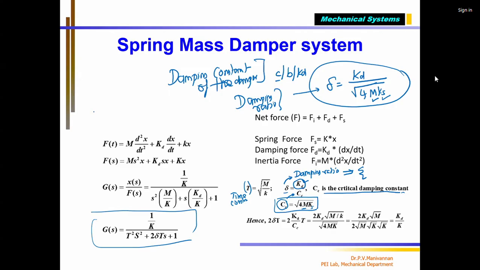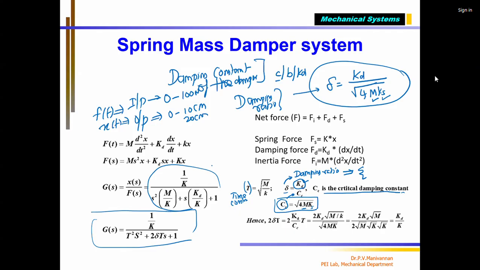What is the input? My F of t, force, is given as an input. Then the displacement, X of t, is the position of the mass element of the spring mass damper system moving from the current position to a new position when a force is applied. That is called the output. This is my output, this is my input. If I change my input from 0 to 100 Newton, for example, my displacement may go from 0 to say 10 centimeter or 20 centimeter. How is that controlled? By this gain. Correct? The gain of the system is nothing but the transfer function.